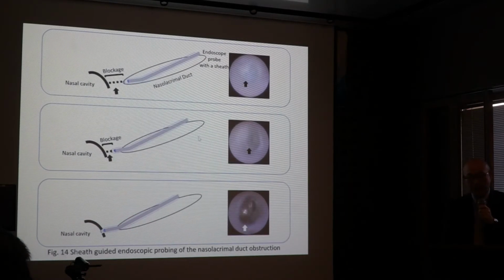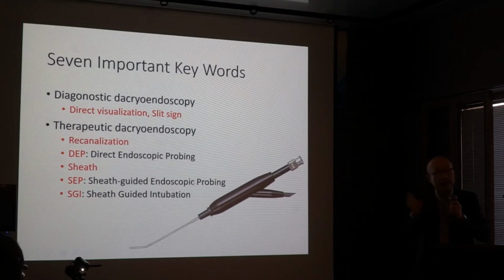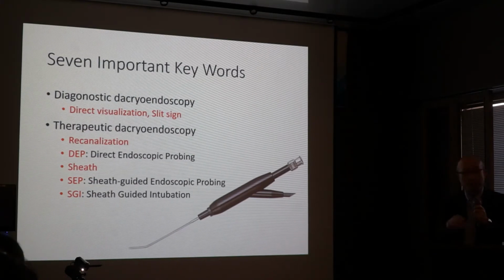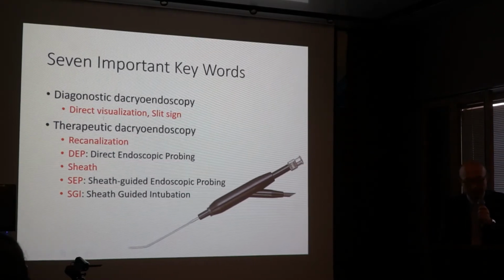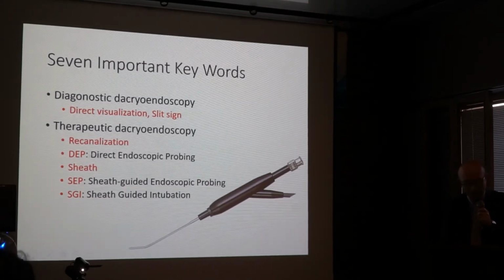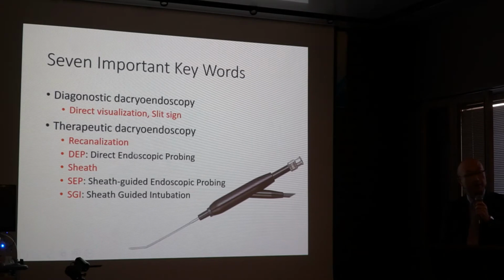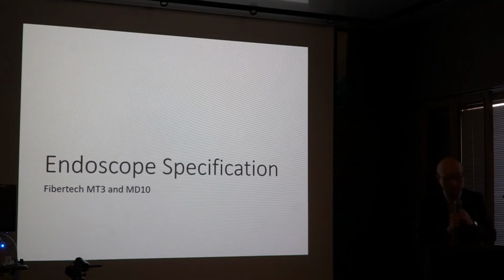So this is the surgical step of the SEP, and this is the surgical step of the SGI, but I will skip this because today my focus is on the diagnosis, as I let you know in the program. So this is a recap slide. I talked about direct visualization. This is the very important word. And the slit sign is very important. And recanalization was developed by Dr. Emmerich, and this is the key concept of dacryoendoscopy. And the sheath, SEP and SGI. So let's move to the next topic.